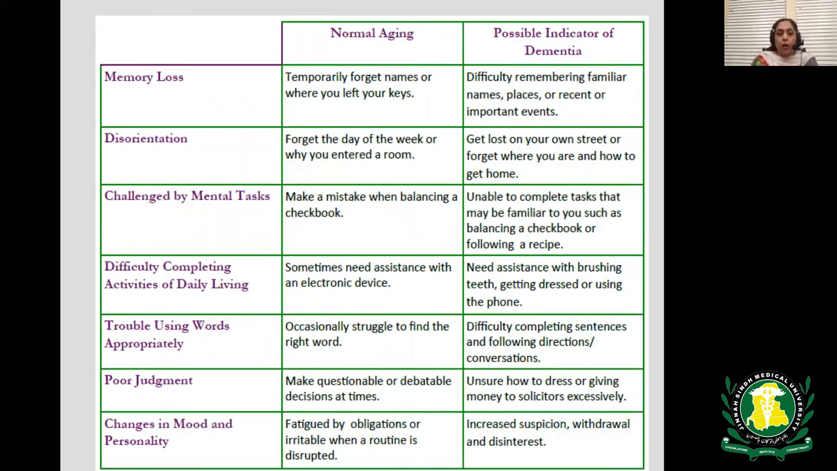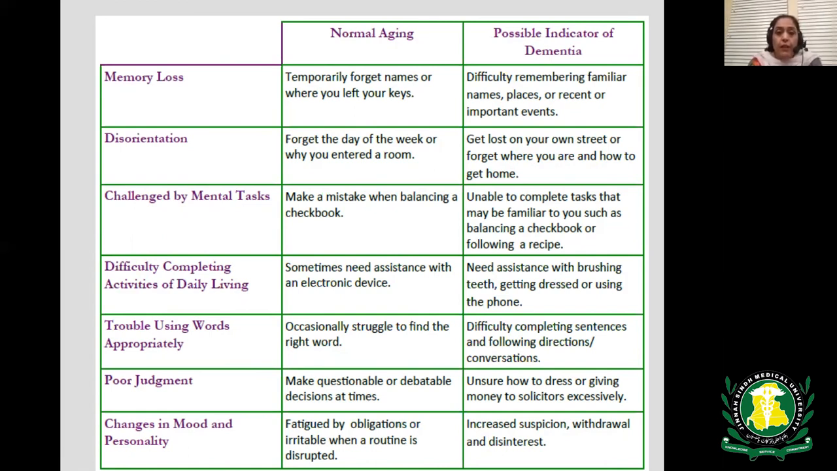and eventually the patient cannot find where he placed his objects. For disorientation, in normal aging, people do forget sometimes what day of the week is today, what is the date today, or why you entered the room, why you opened the refrigerator, but later it comes back to you. But in dementia, people have a problem in orientation. They are lost in the year, in the month, what city, what place they are in, and it does not come back to them.